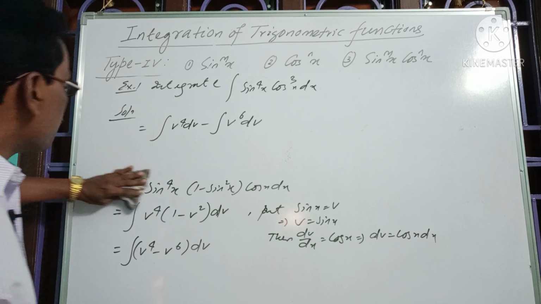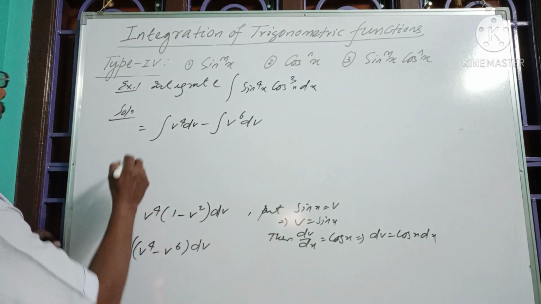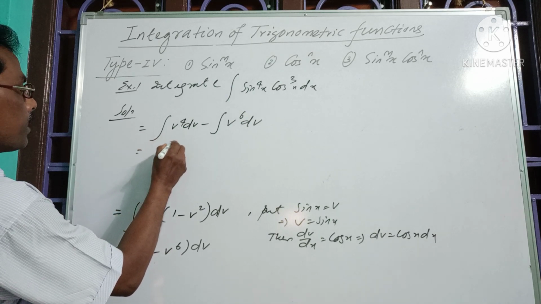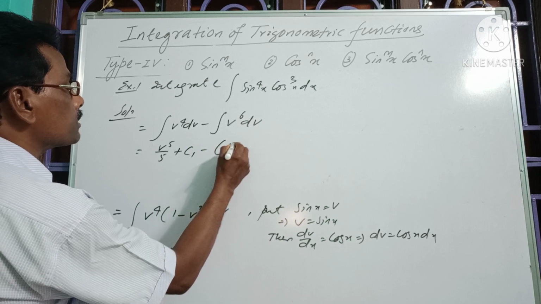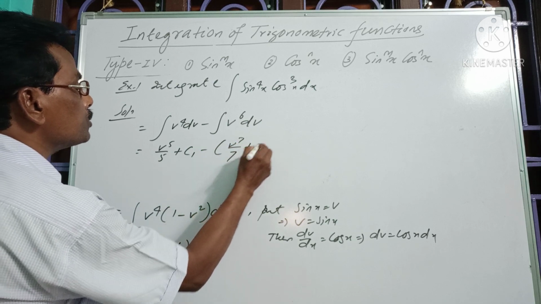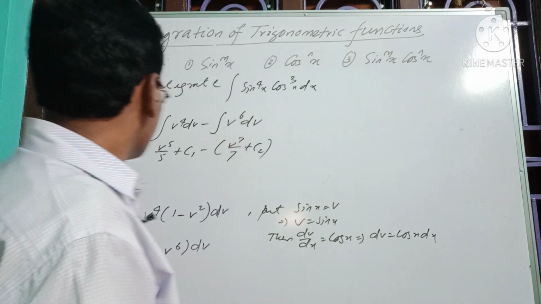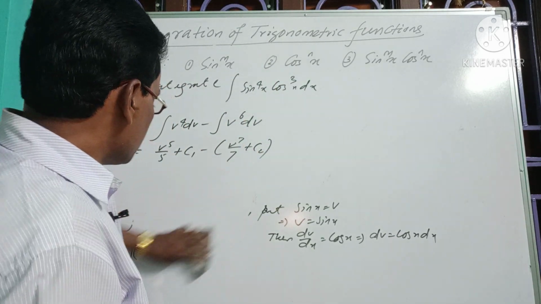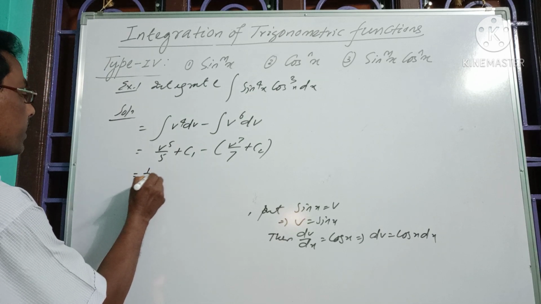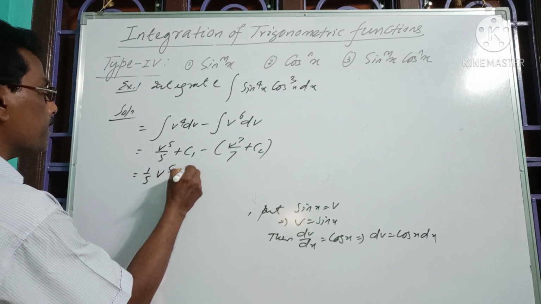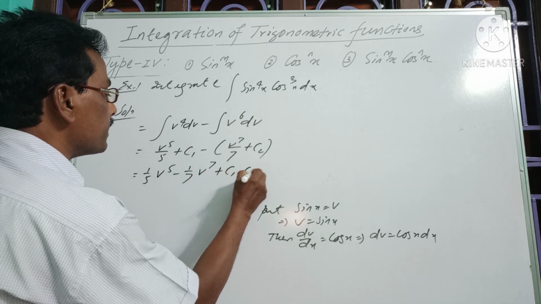Now applying the formula for the integration of x to the power n, we have v to the power 5 by 5 plus c1 minus v to the power 7 by 7 plus c2, where c1 and c2 are constants of integration. Collecting the constants and the functions, we have 1 by 5 into v to the power 5 minus 1 by 7 into v to the power 7 plus c1 minus c2.